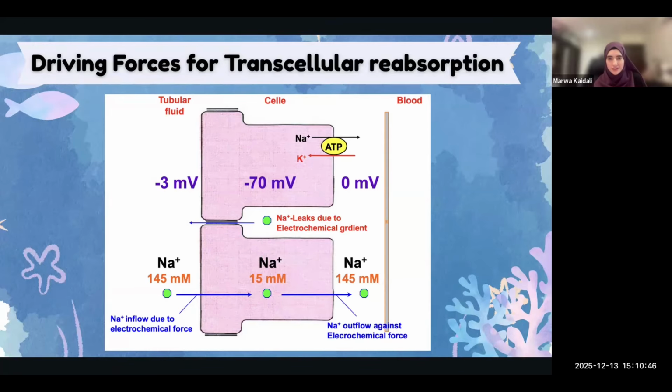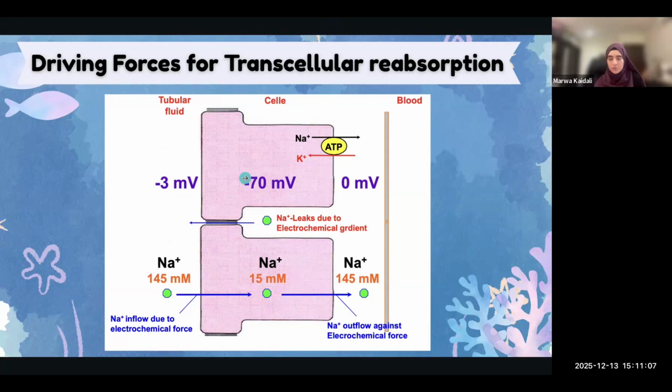So we have different driving forces for transcellular reabsorption. Over here, we said that there is a higher concentration, which is going to push sodium inside of the cell. And now over here, we have a low positive voltage. This is going to push these positive ions to go inside of the cell in order to make the inside of the cell less negative, because the inside of the cell is too negative.